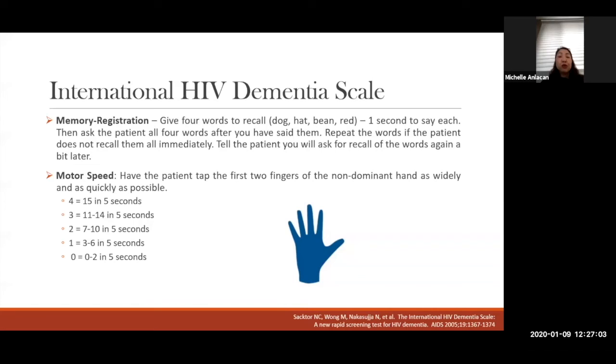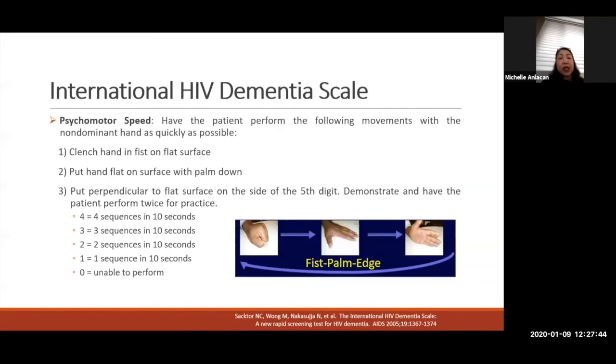And then in the motor speed, determine if your patient uses the right or the left hand to write. For example, me, I'm right-handed, so my non-dominant hand is the left. Put the left hand on the table, and then ask them to tap the thumb and the forefinger alternately and as quickly as possible. Then you have to count how many taps they can do in 5 seconds. If they're able to do 15 taps in 5 seconds, then that's a 4. The grading is there accordingly. Next, please. So that is to test the motor speed.